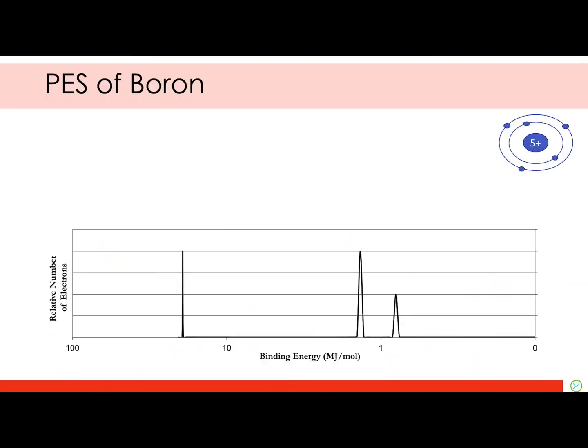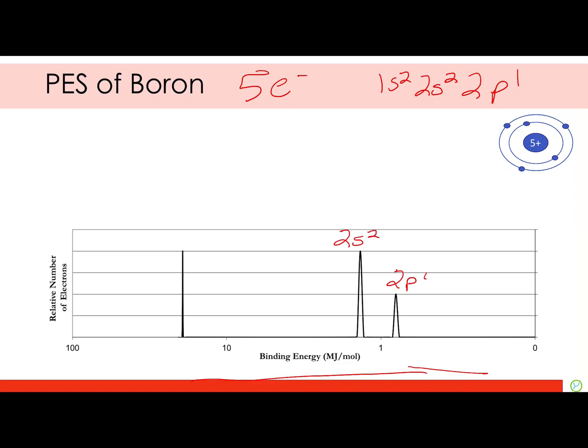Here's our next one. We have boron, okay? Boron has 5 electrons. So the electron configuration of boron is 1s2, 2s2, 2p1. And so I think if you take a look then at this binding energy, our lowest binding energy would be closer to the right. So this is our 2p1 electron. This is our 2s2 electron. And this is our 1s2 electron peak. So hopefully you can see that.